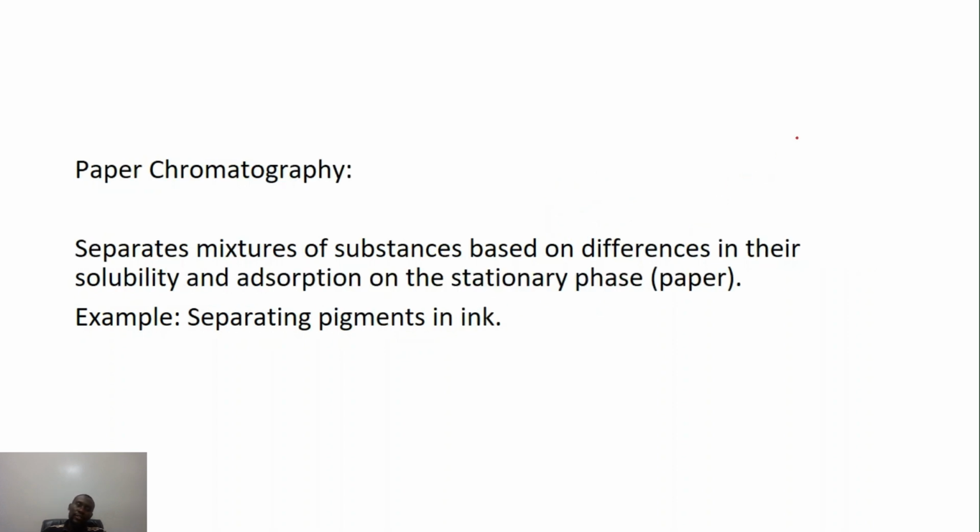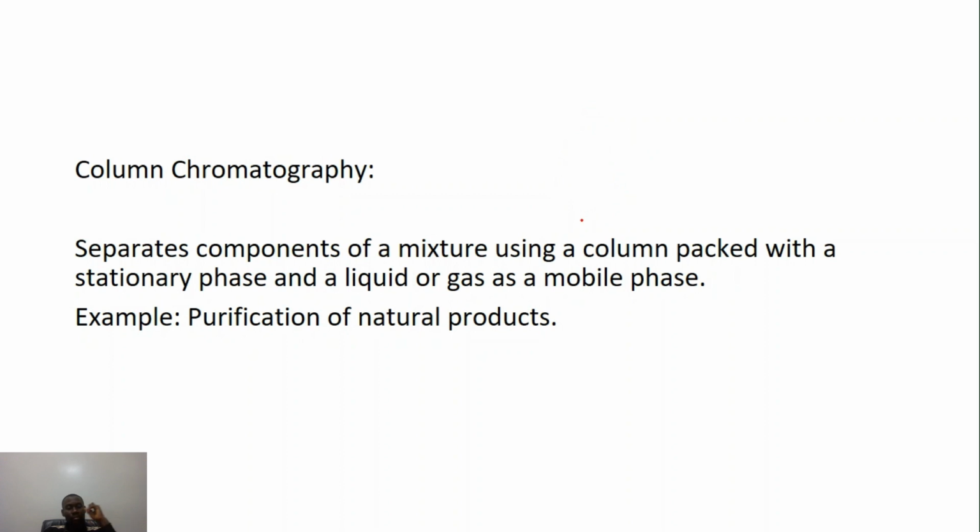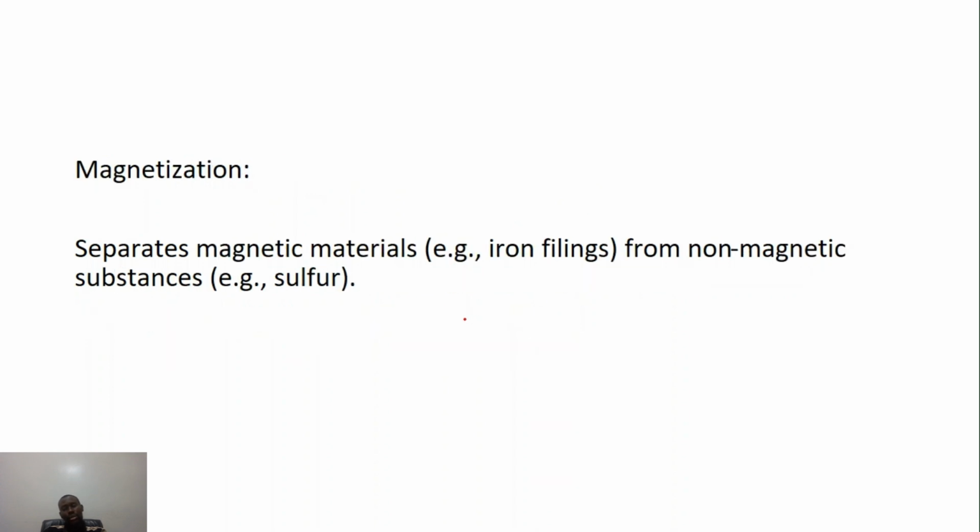Paper chromatography is another technique that is used in separating mixtures, and it involves the use of the mobile and the stationary phase. The stationary phase is usually the paper, and the mobile phase is usually the solvent that is used to carry the different components of the mixture. It's majorly used in separating colors. Okay. Column chromatography is another type of chromatography, and this is used in purification of natural products.